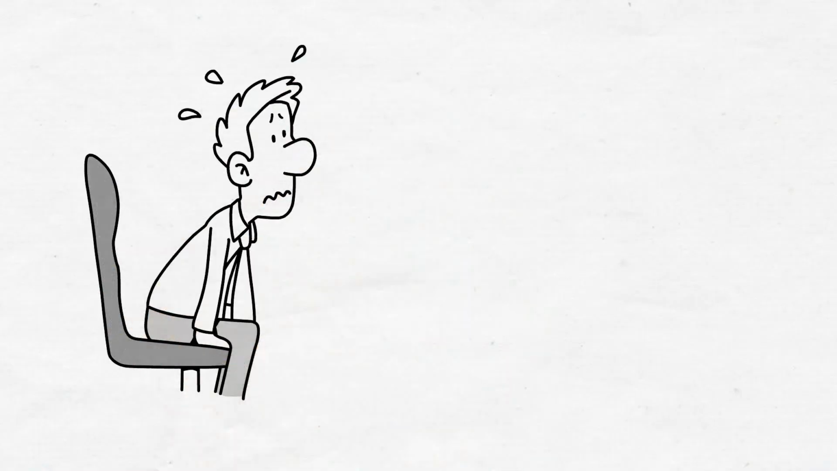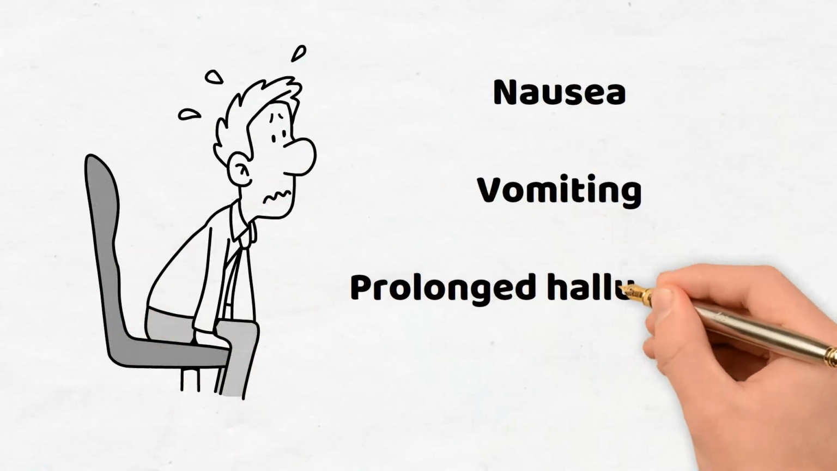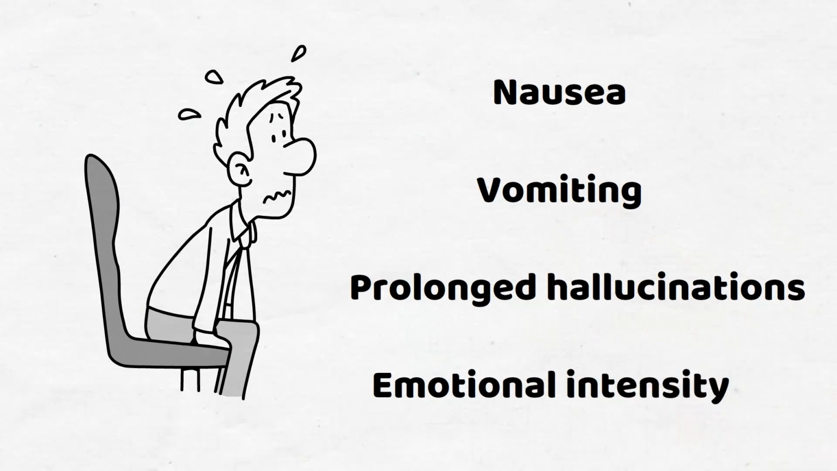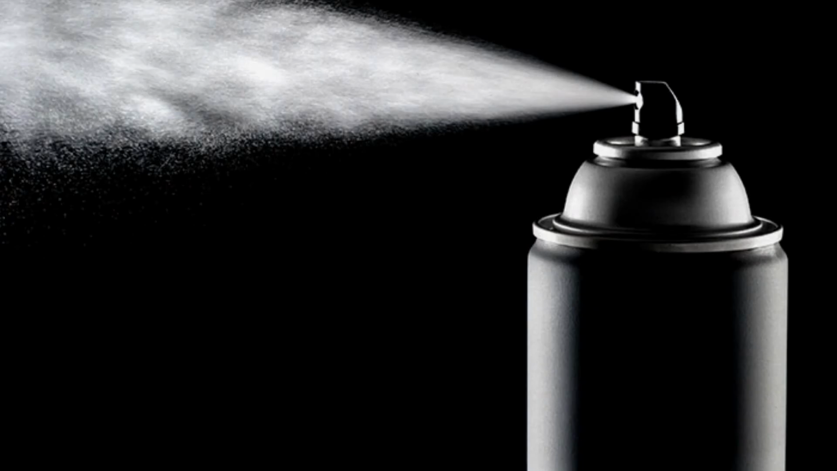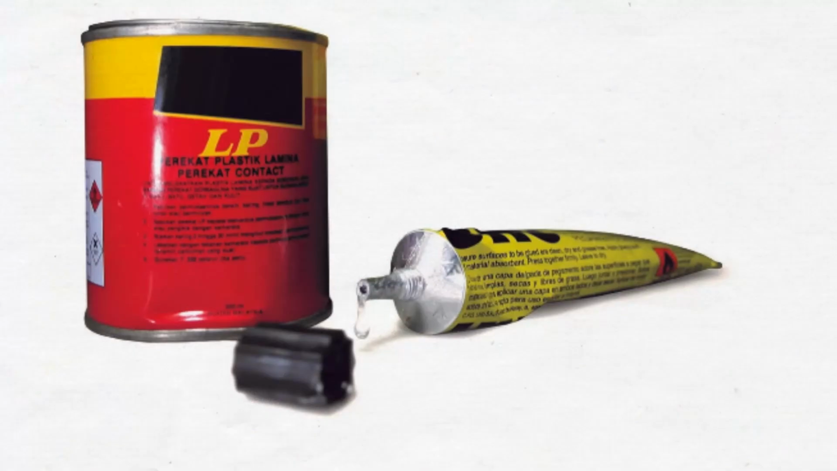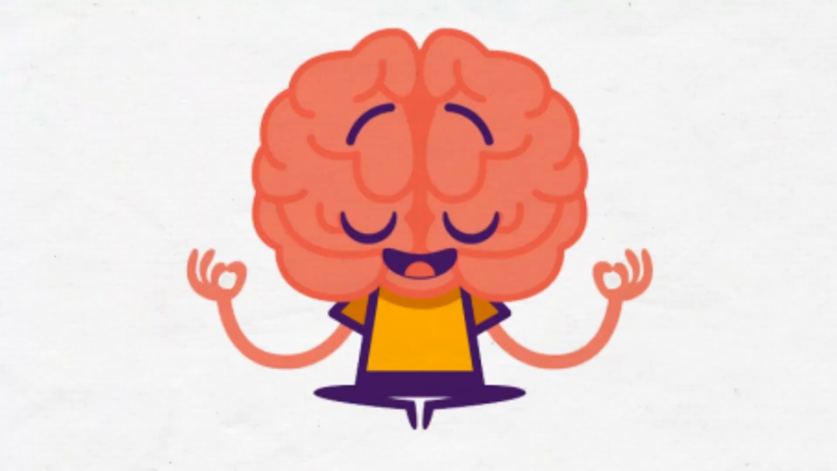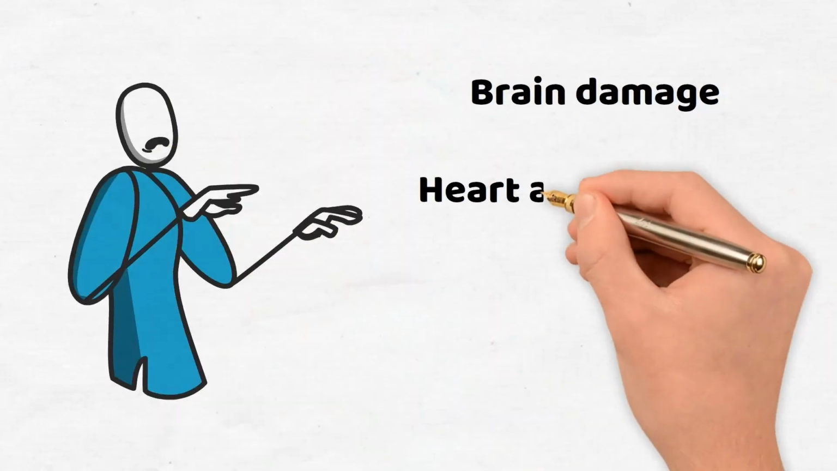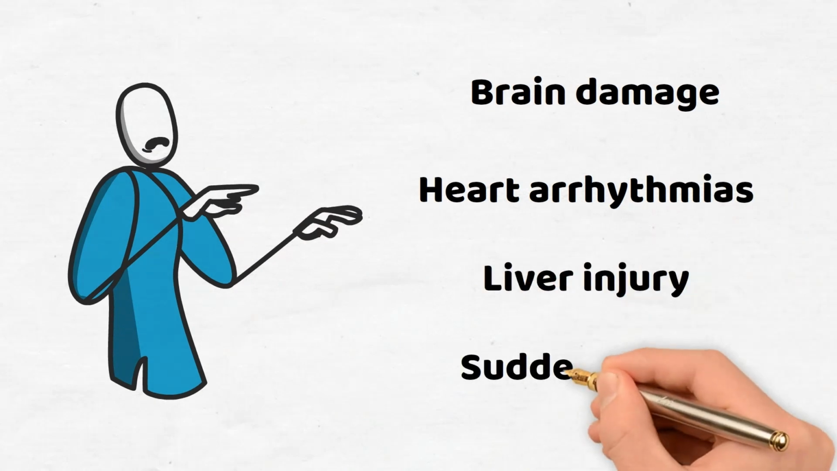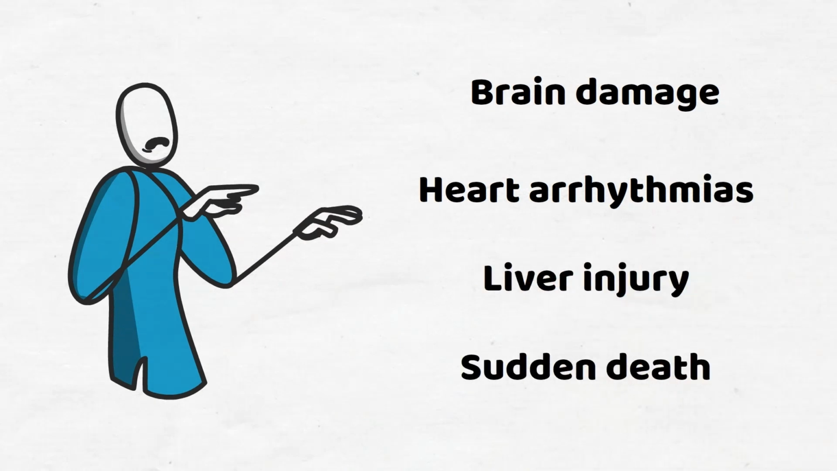Adverse effects include nausea, vomiting, prolonged hallucinations, and emotional intensity. Inhalants. Inhalants are breathed from aerosols, gases, solvents, or glues. They depress the central nervous system and create a short-lived high. The adverse effects are extremely dangerous and include brain damage, heart arrhythmias, liver injury, and sudden death from sniffing even after one use.